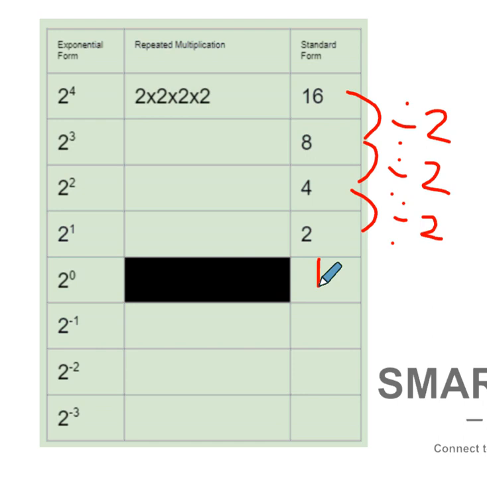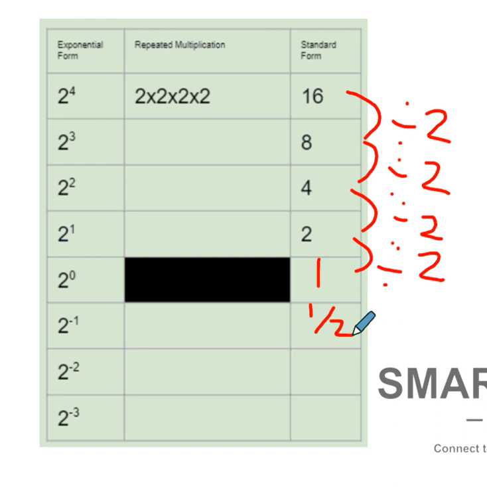Now, if we were to continue this pattern on, 1 divided by 2. So 1 divided by 2 is 0.5. Often in math, we don't want decimals. We want to be able to work with the fractions. Another way to say 0.5 is 1/2.